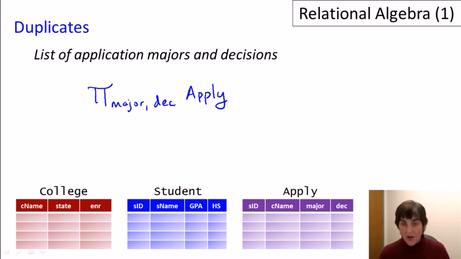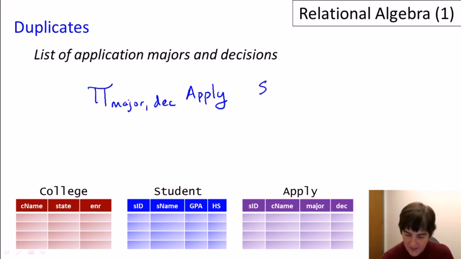You can imagine in a large realistic database of applications, there's going to be hundreds of people applying for majors and having a yes or a no decision. The semantics of relational algebra says that duplicates are always eliminated. So if you run a query that would logically have a lot of duplicate values, you just get one value for each result. That's actually a bit of a difference with the SQL language.